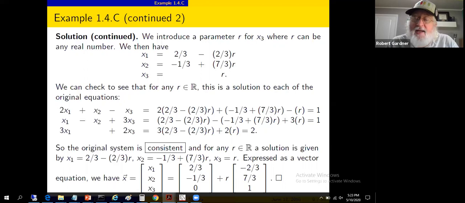We kind of over-answered it. Not only is it consistent, but I can tell you what the solutions are. They're vectors of the form X, vector X with components X1, X2, X3, where X1 is 2/3 plus R times negative 2/3, X2 is negative 1/3 plus R times 7/3, and X3 is 0 plus R times 1. That's the exact information we have up here written as a vector equation down here. I got my reasons for wanting to write it as a vector equation.